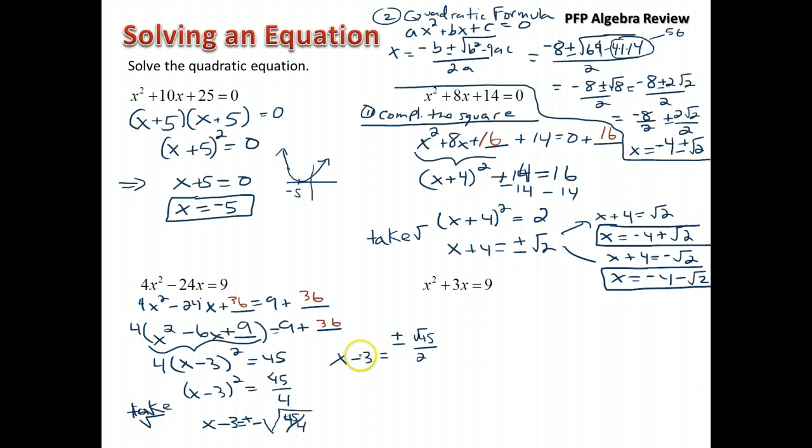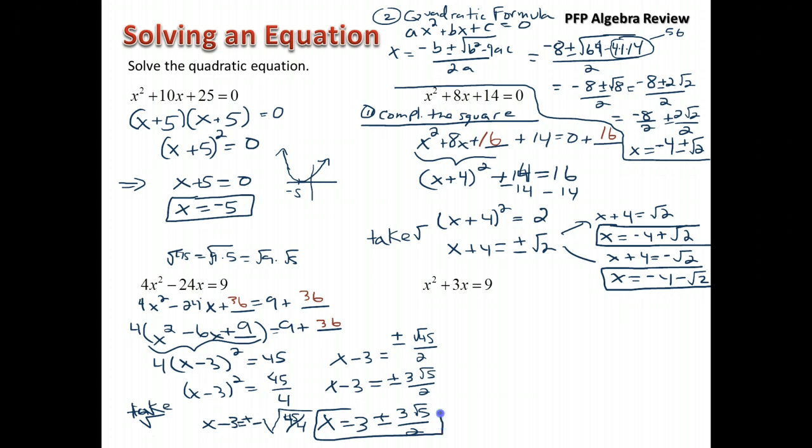And we can simplify the root of 45 and write it as 45 is 9 times 5. So the root of 45 is the root of 9 times 5, which is the root of 9 times the root of 5. It's 3 root 5. And then we just add 3 to both sides. And that's our final answer. Plus or minus those.